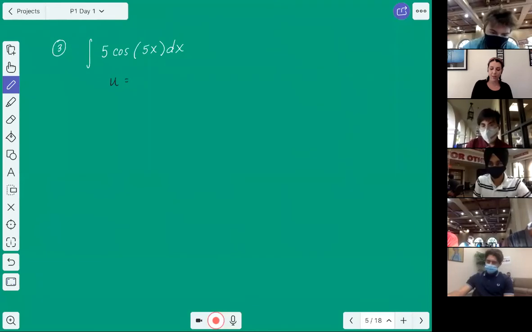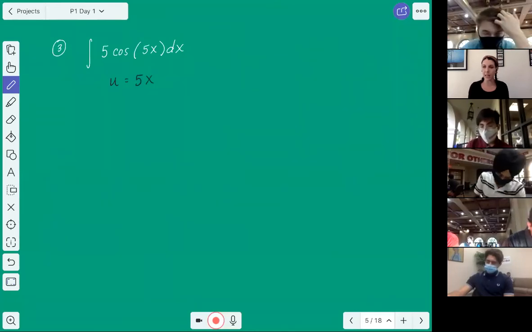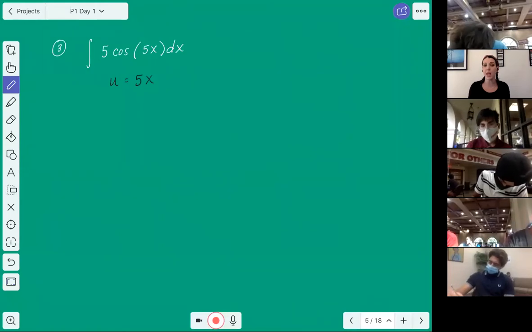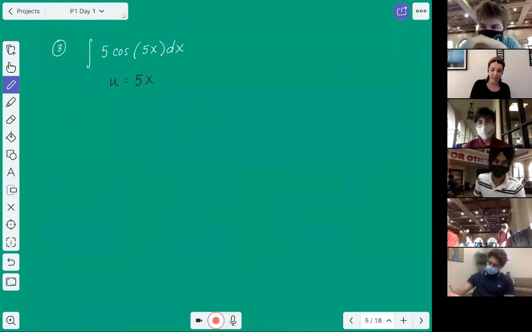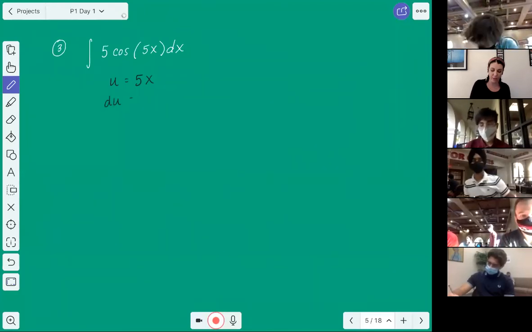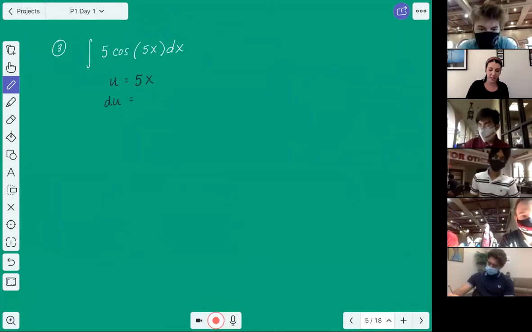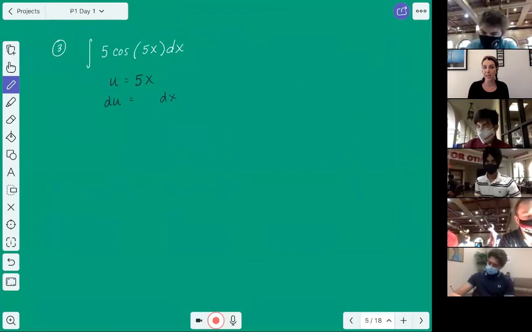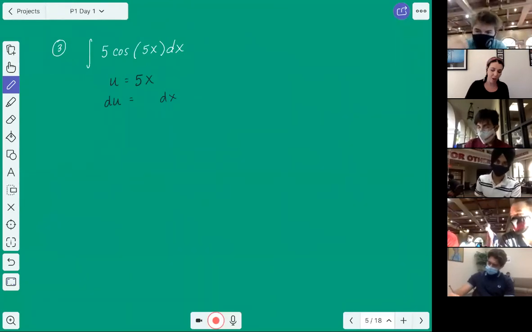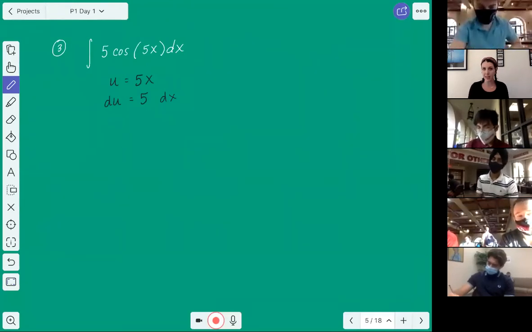5x. And another way to think about it, just like Nancy said on that video last night, it's our inside function. If I have cosine of something, a lot of times, not every time, but a lot of times, whatever is inside is going to be our U. Okay, now we take the derivative, so we get du. We're going to write this in our differential form, meaning our dx is going to go on the other side. So we get du equals something dx, and now we just take the derivative of the 5. We get a 5 dx.